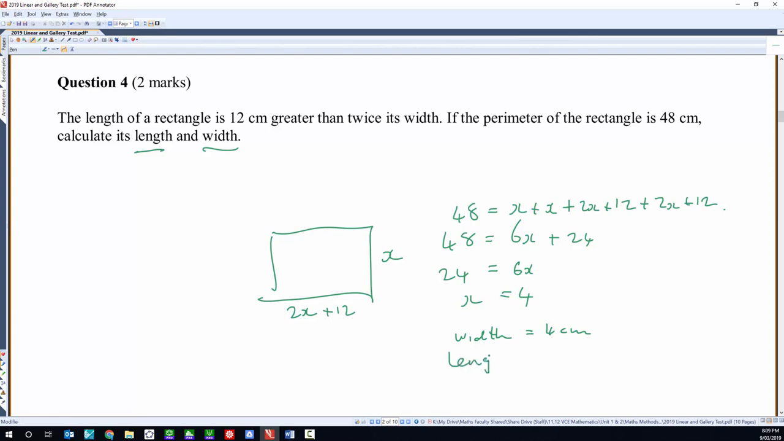Length will be equal to 2 lots of 4, which is 8. 8 plus 12 is 20 centimeters. And we're also noting that that's 24. 24 doubled is 48, which is the perimeter. So it's looking good.